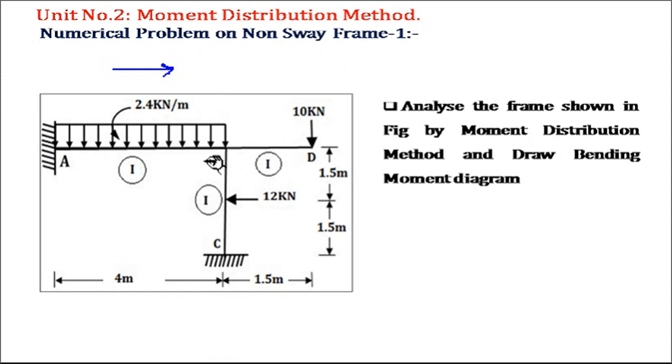Now member AB is loaded by a uniformly distributed load of 2.4 kN per meter. Member BC is loaded by a 12 kN point load at the center, and in portion BD there is an overhang, or a cantilever portion, of length 1.5 meter, and a point load of 10 kN is acting at point D. The moment of inertia for the given frame is constant. That means for all the members, the value of moment of inertia is I.